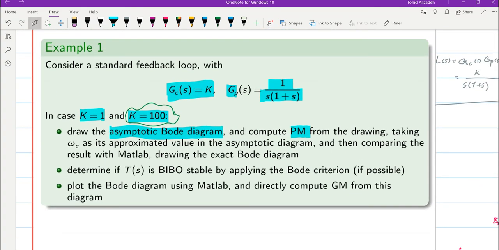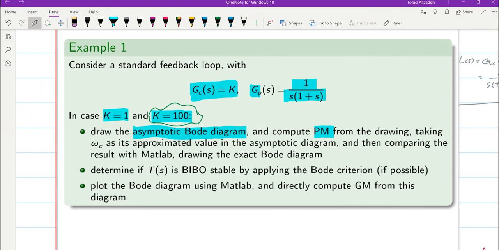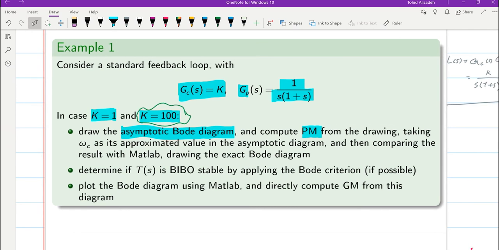The phase margin will be smaller when the gain increases, and the gain margin in both cases will be infinity, because we can increase the gain of the closed loop system to any value, while the closed loop system doesn't become unstable. Alright, so I think that's all for this video.